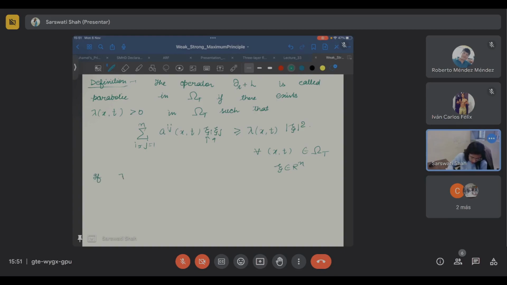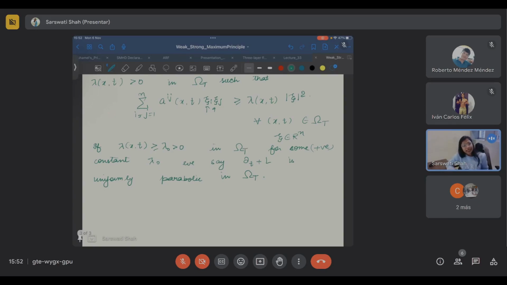If this lambda(x,t), this function, is uniformly greater than a positive quantity in the domain omega t, for some positive constant lambda naught, we say del t plus capital L is uniformly parabolic in omega. Okay, so this is the definition of the parabolic operator in n dimension.